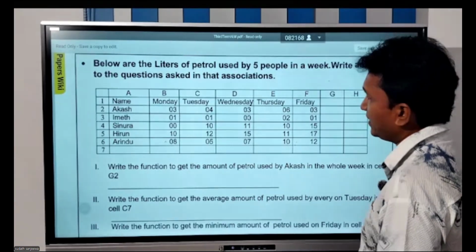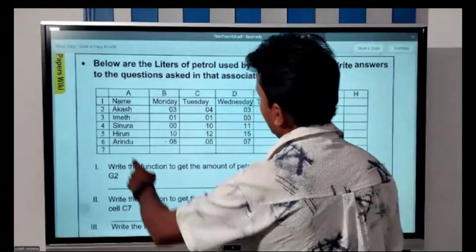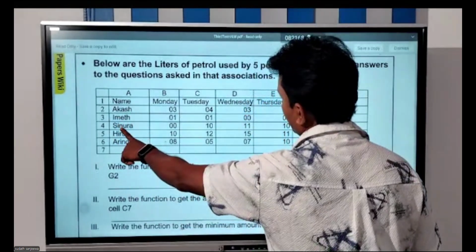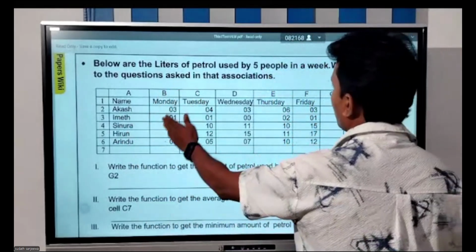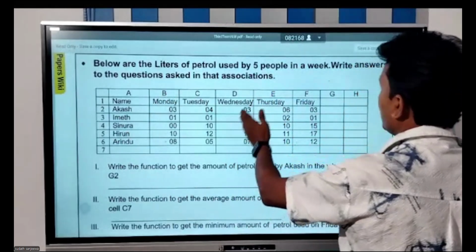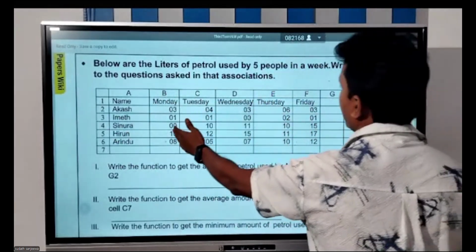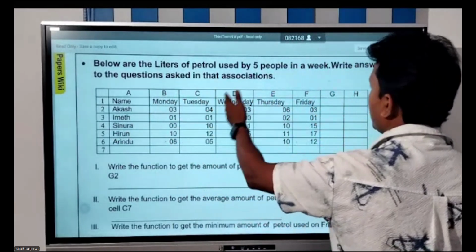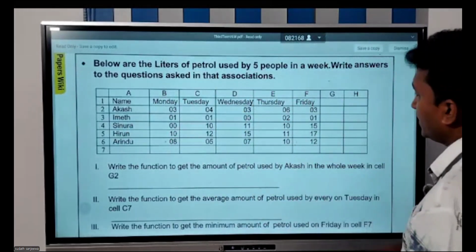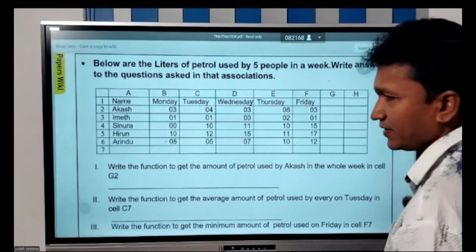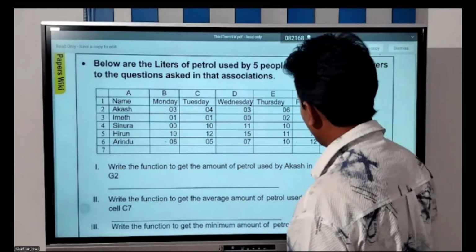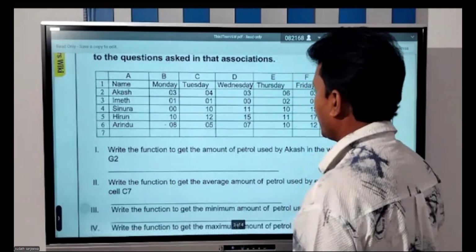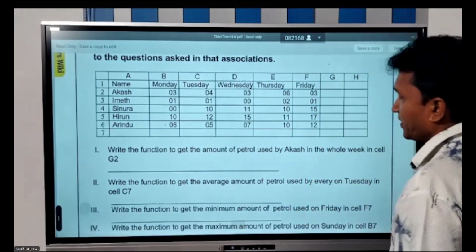There are 5 people: Akash, Imit, Senuru, Hiru, Arindu. Right? So the number of liters they have consumed in 5 days are mentioned: Monday, Tuesday, Wednesday, Thursday, Friday. This information is given. Now we have to write the answers based on this table, right?